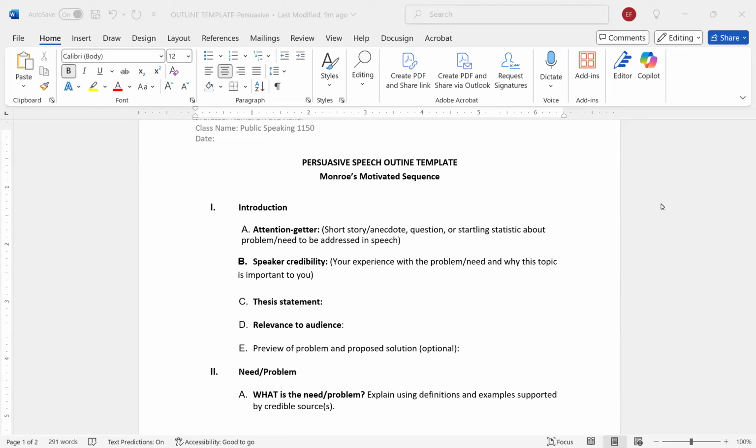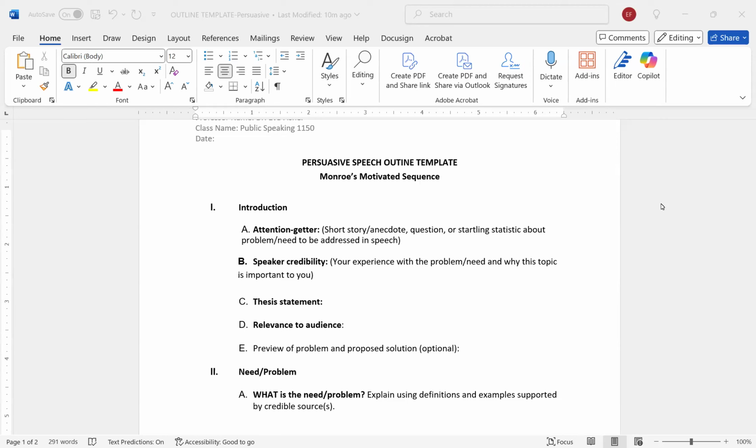Okay, to start off with, you're going to start with an attention-getting device. I suggest showing that you have ethos. You're going to have ethos, meaning you have personal experience with this problem, that you've experienced it, and it is preferable, although not required, that you have also taken some actions to fix the problem. It is really important, if you're going to ask people to take actions to fix a problem that you have experienced yourself, that you have actually taken some actions.